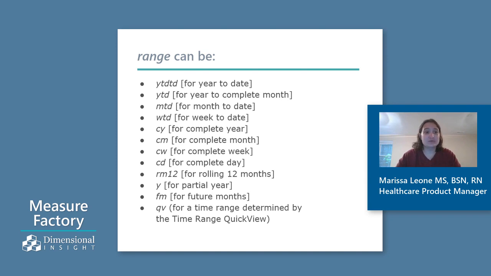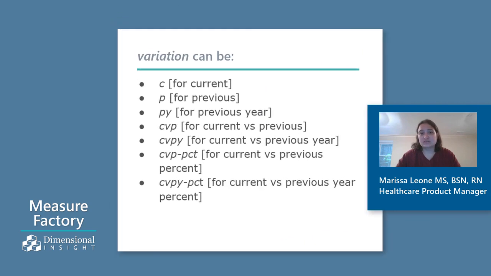You can see we have a number of ranges such as year to date, year to complete month, complete year, complete week, complete day, rolling 12 months, and more. For variation, we can also look at anything for the current, for the previous year, and then the variances, the current versus previous year, and the percents.